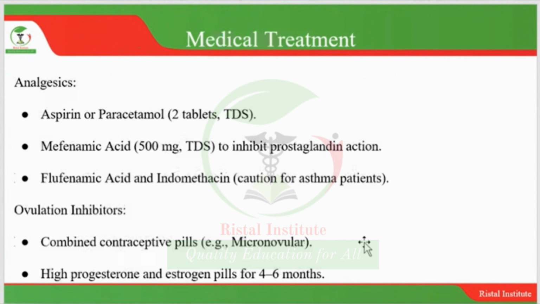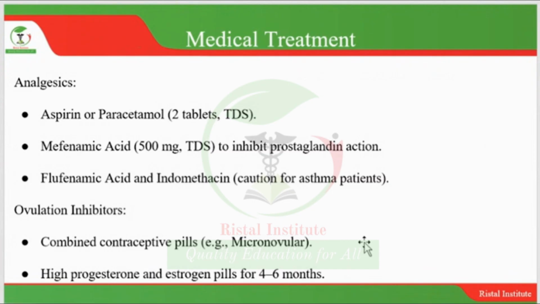Medical treatment, analgesics such as aspirin or paracetamol can be taken 2 tablets, TDS. Mefenamic acid, 500 milligrams, can be taken TDS to inhibit prostaglandin action. Then flufenamic acid and indomethacin, caution for asthma patients. If the person is having asthma, then the person should not use this.